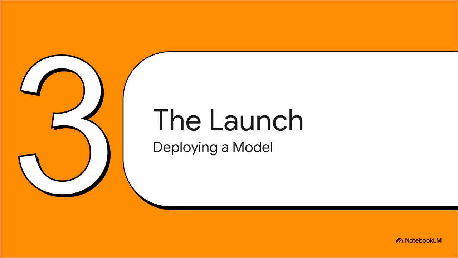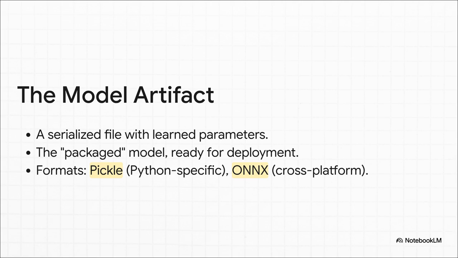So, where to next? We're heading to the shipping department. It's time to package this thing up and get it out the doors so it can start doing its job in the real world. This packaged model has a name. It's called a model artifact. Basically, we take our trained model and, through a process called serialization, we save it as a single file. This file has all the learned weights and parameters baked right in. For Python projects, we might use something simple like pickle. But if our model needs to run in different environments, like on a Java server or a mobile device, we'd use a universal format like ONNX.